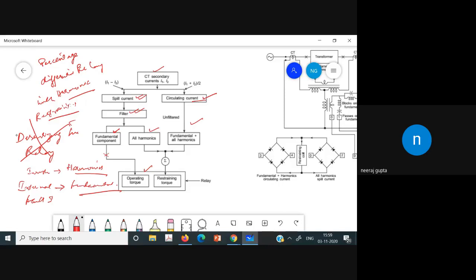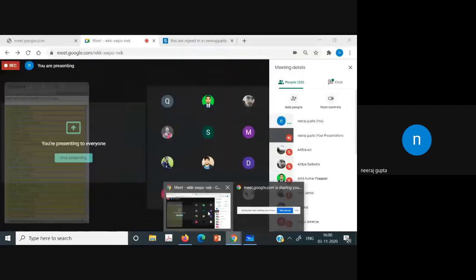So the non-fundamental component of the spill current aids the unfiltered circulating current in developing the restraining torque, and this makes the relay stable whenever we have the inrush current. So this is actually the basic conceptual diagram of that. We will see the harmonic component and then we can take a decision from that.